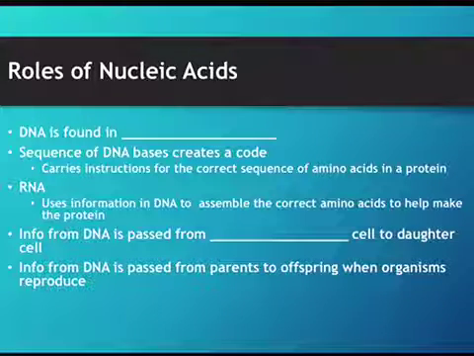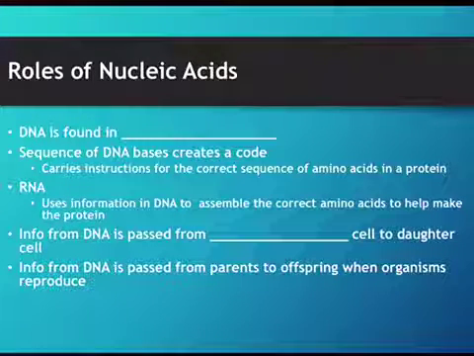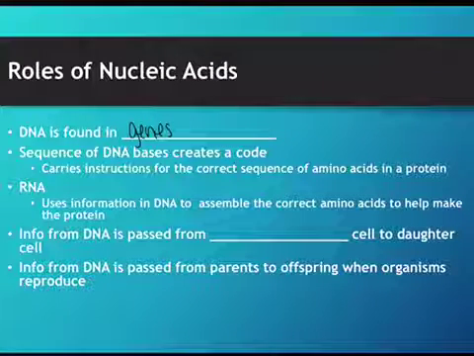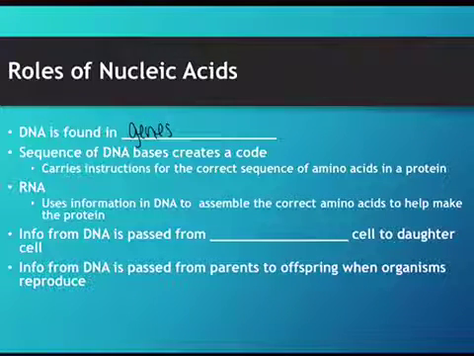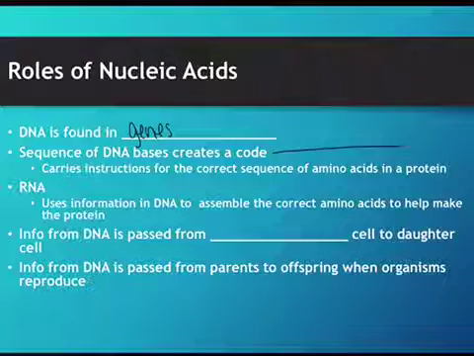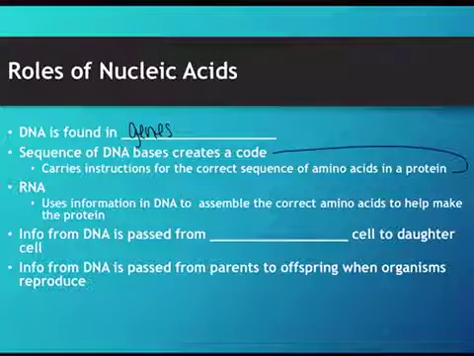So DNA is found in our genes, in all living things' genes, and the order of the DNA bases creates a code, and everybody has a unique code, and it carries instructions for the correct sequences of amino acids in a protein. And there's a whole chapter later on down the road here that deals with this whole process.